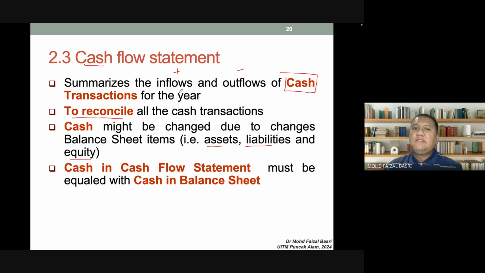Okay, and at the end of the day, when we do the reconciliation, the value of the cash in the cash flow statement must be equal ataupun tally ataupun synchronize, that's what I'm saying, sync dengan the cash in the balance sheet. Okay, so in order to determine whether our calculation for cash flow statement tu betul ataupun tidak, we're going to see lah the value tu equals ataupun tidak.